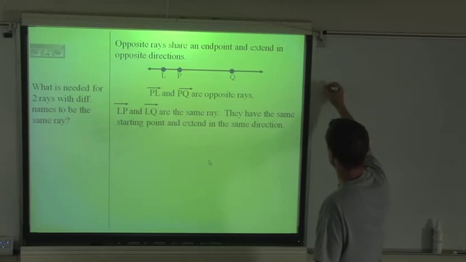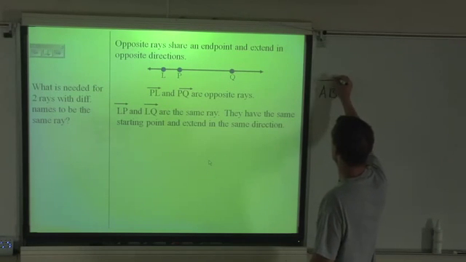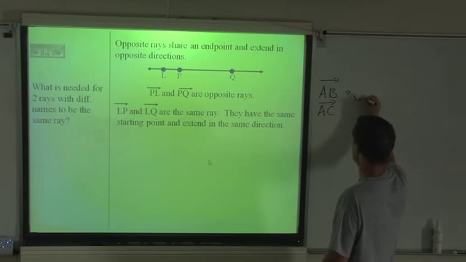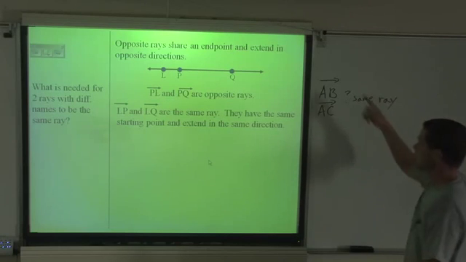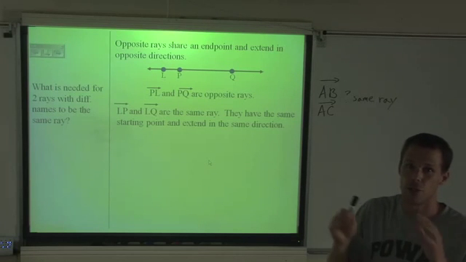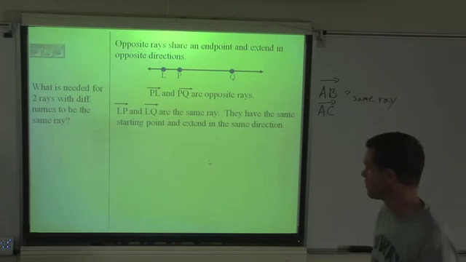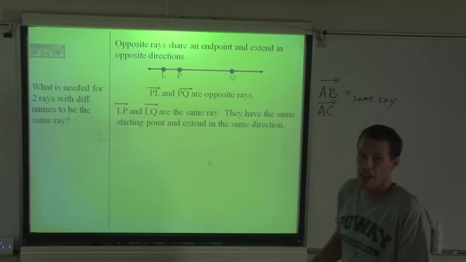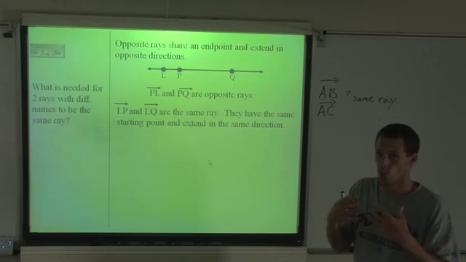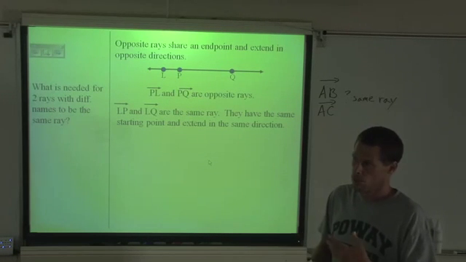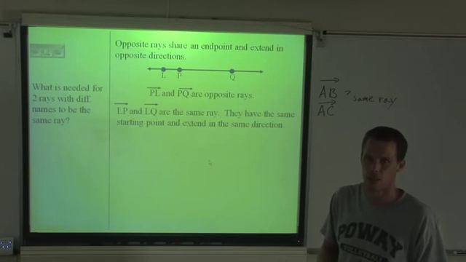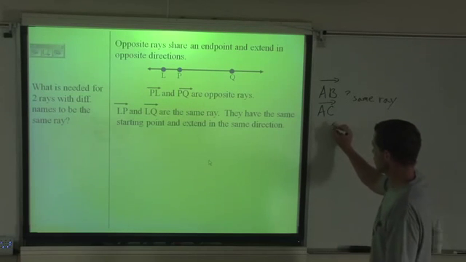For example, are ray AB and ray AC the same ray if I do not provide a picture? There is no picture for AB. There is no picture for AC. Are they the same ray? Just based on reading those names. Are they always the same ray? Are they never the same ray? Are they sometimes the same ray? This is how we ask these questions. The answer is, well, sometimes.